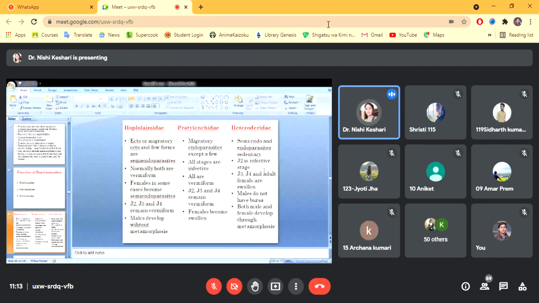So in Hoplolaimidae, normally both are vermiform. Here all stages are infective. In Pratylenchidae, just remember that the nematodes are endoparasitic and migratory, meaning they move inside the roots from here to there, so all the stages are infective stages. At any stage they can come out of the roots, and at any stage they can go inside the root. But in sedentary endoparasites, ectoparasites or semi-endoparasites, only the second stage of the nematode is infective.